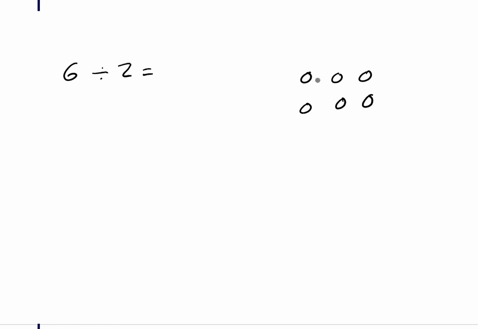Okay, so I simply go 1, 2. So there's one pair. And there's another pair here. And there's another pair here. So how many pairs have I got in total? I've got 3. So one of the ways that we can think about division is as simply splitting something up.